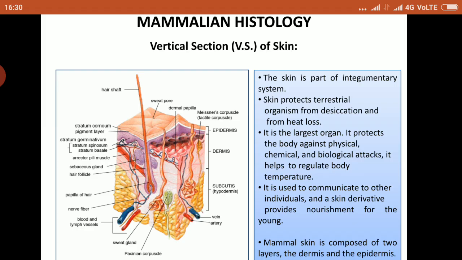The skin and associated structures make up the integumentary system. Skin protects terrestrial organisms from desiccation. Desiccation means drying. So basically, it will not allow the internal organs of the body to dry. It gives protection. It is formed from the ectoderm. It's an ectoderm precursor, so during development, it covers the entire embryo and forms the entire skin. It is the biggest organ, the largest organ of the body.